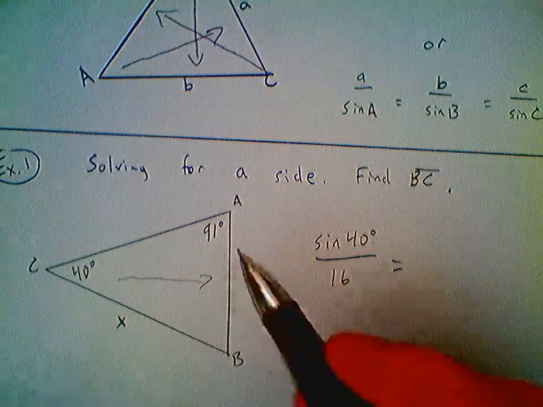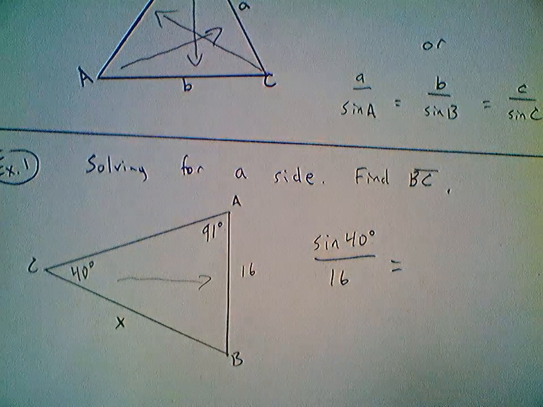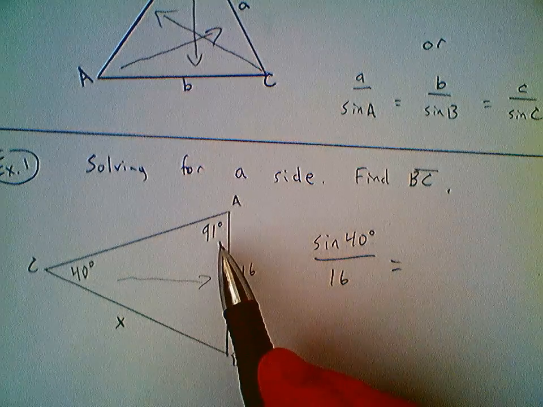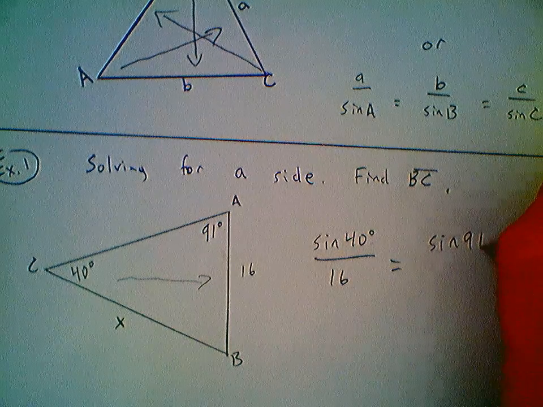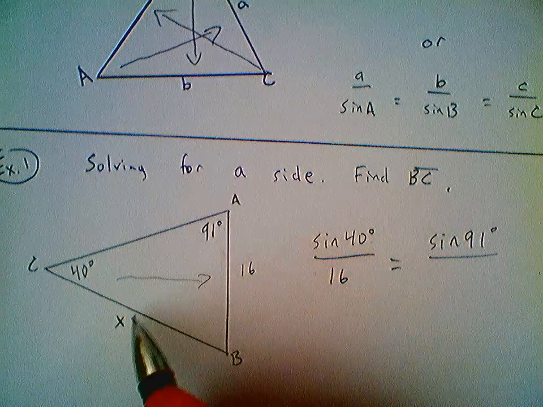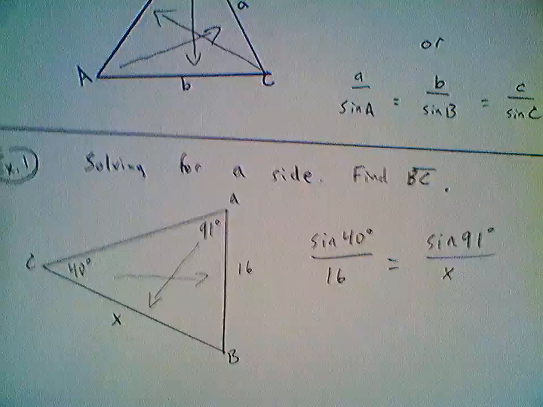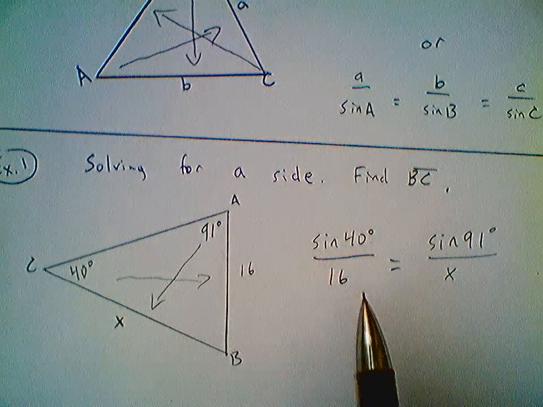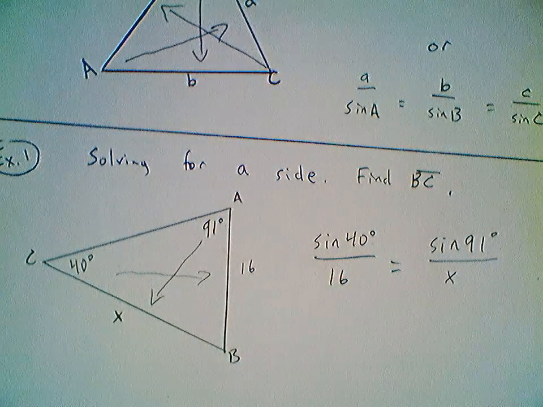And now we're going to see if we can relate the other two pieces of information here to finish setting this up. The other angle that we know something about is angle A. We know it's 91 degrees. So here we're going to say sine of 91 over, and I have to keep the side opposite it together, so sine of 91 over X. Now we're going to see if we can solve this for X.